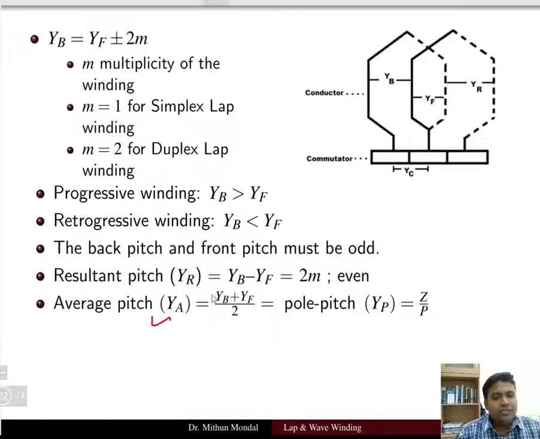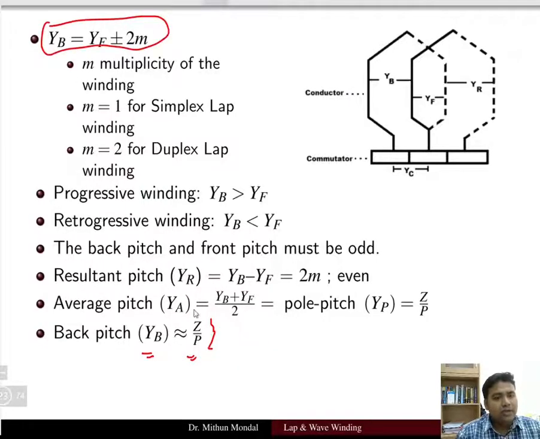Average pitch is basically back pitch plus front pitch divided by 2, that is the average of the back pitch and front pitch, which is equal to the pole pitch. So pole pitch is given by Z by P, where Z is the number of conductors and P is the number of poles. Now back pitch in this case is equivalent to Z by P, as you can find out from this equation here. Back pitch will be equal to Z by P.